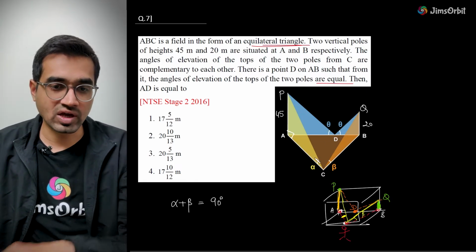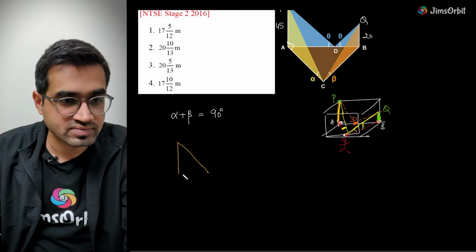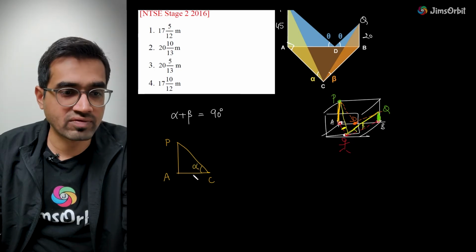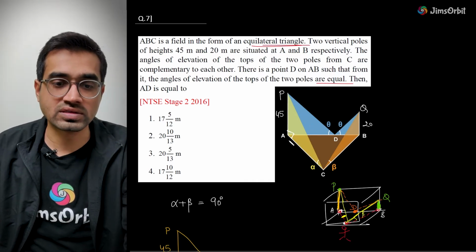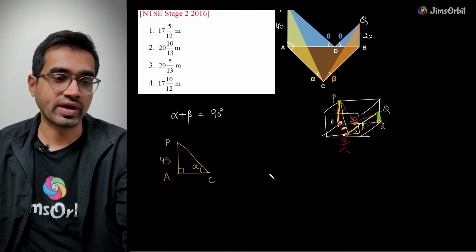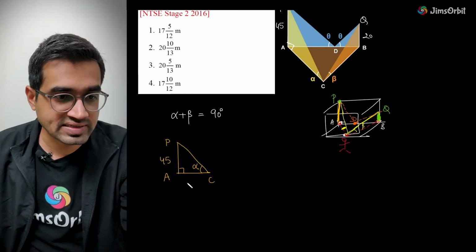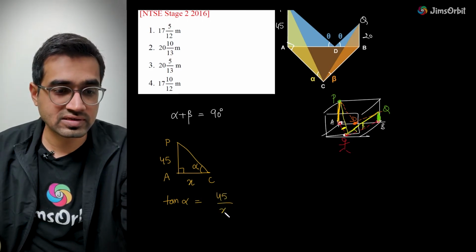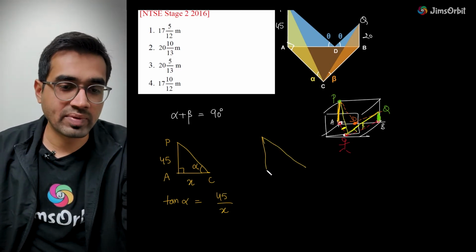Think about it like this now. Let's start making triangles and understanding one by one. First triangle for us: A, C, P. C is subtending an angle alpha. This is 90 degrees. Height of the pole is 45. This is a right angle triangle, ACP, and angle A is 90 degrees. That's the vertical pole. So what is this AC length, the side of the equilateral triangle? Let's say it is X. So we know that tan alpha is 45 by X.